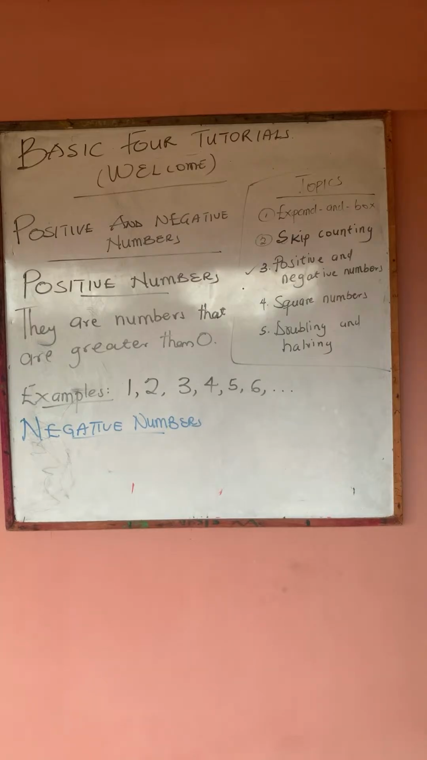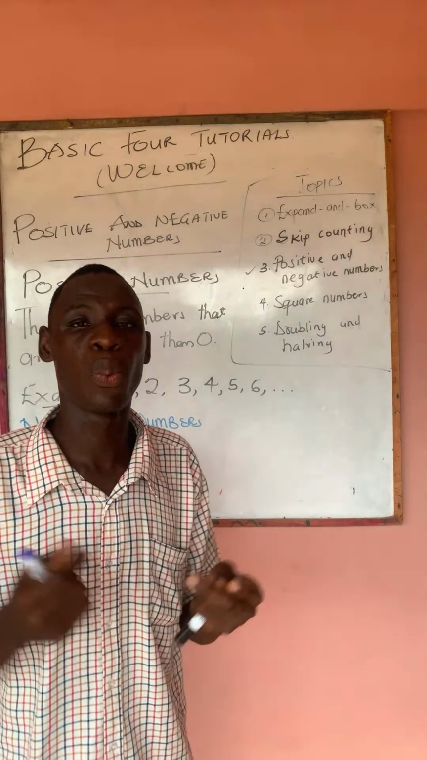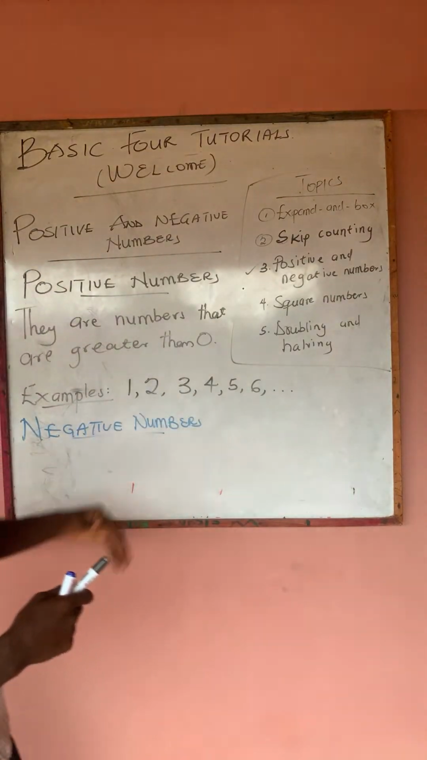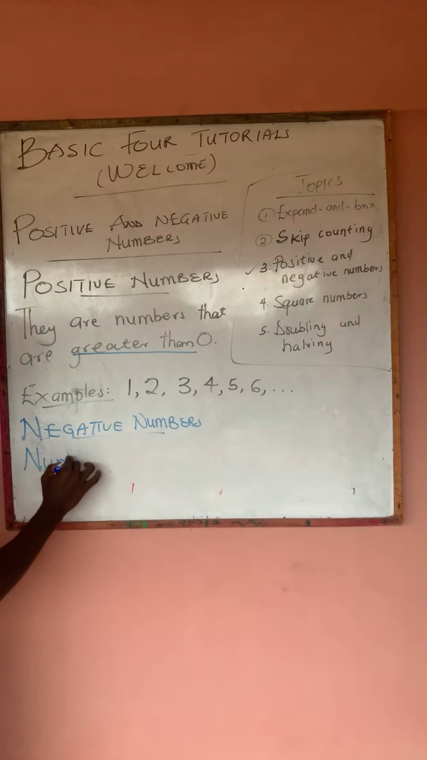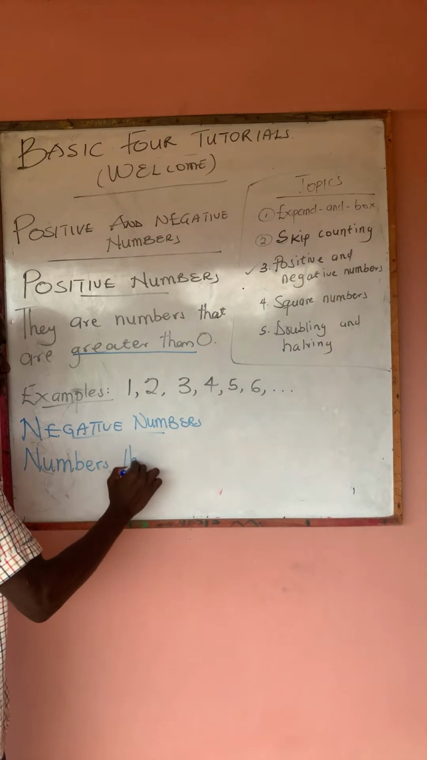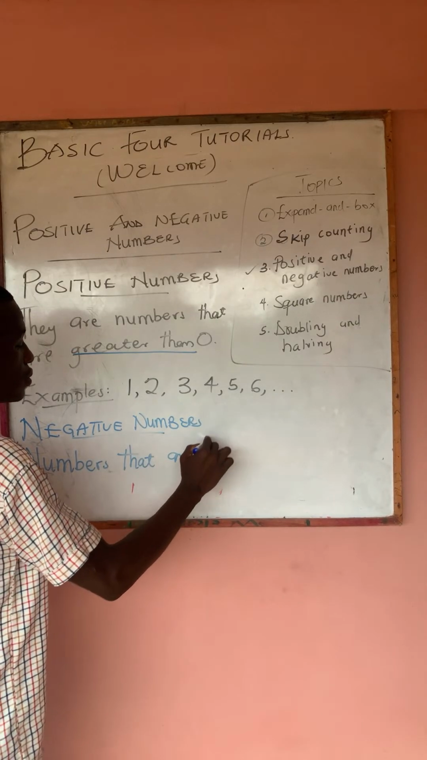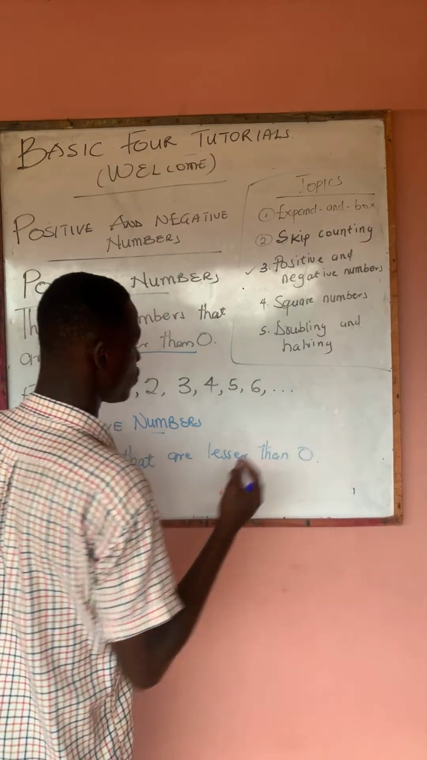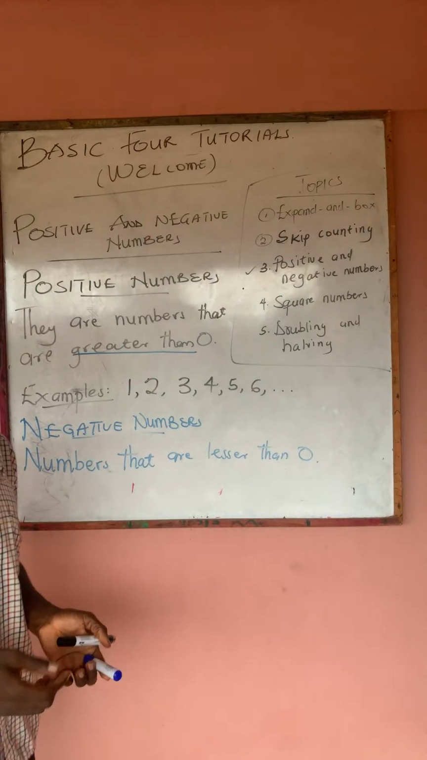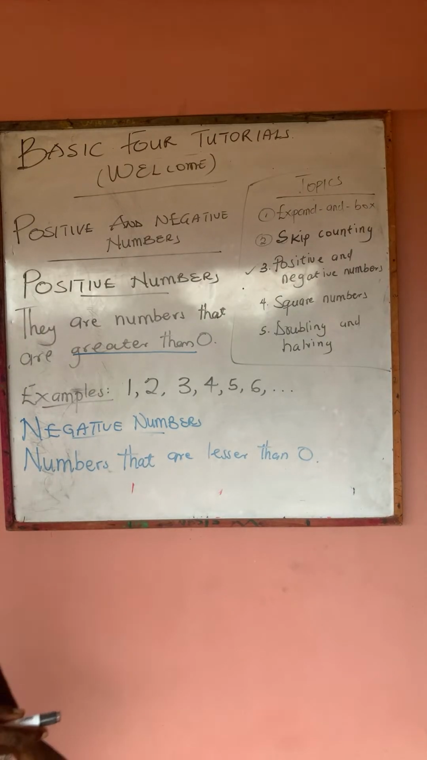Vivian Williams says negative numbers are numbers that are smaller than 0. Good, that is very, very true. So we are saying that negative numbers are the opposite of positive numbers. If positive numbers are greater than 0, the negative numbers are the numbers that are lesser than 0.